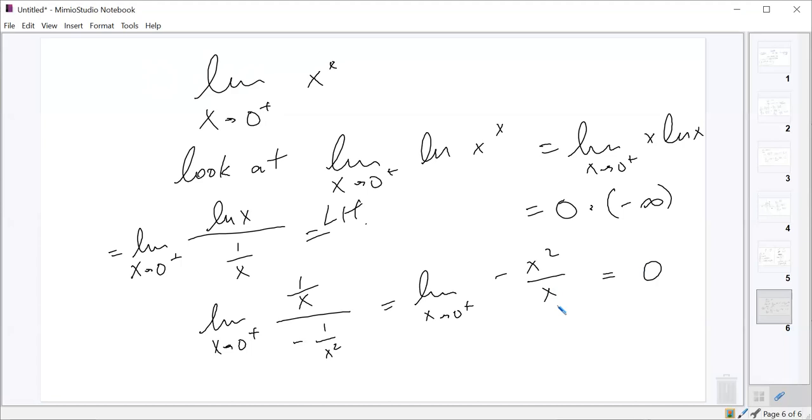Then we remember that what we did originally was take the natural log, so we have to exponentiate. It becomes e to the 0. Does all that seem familiar now?